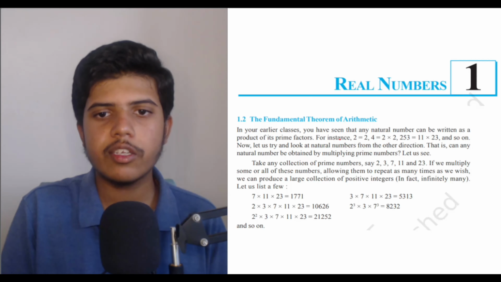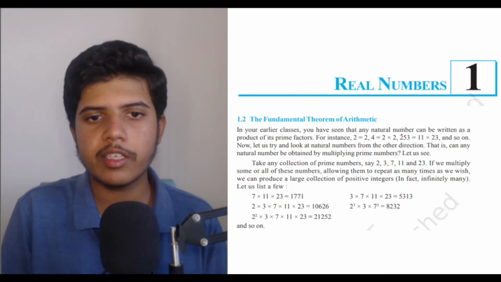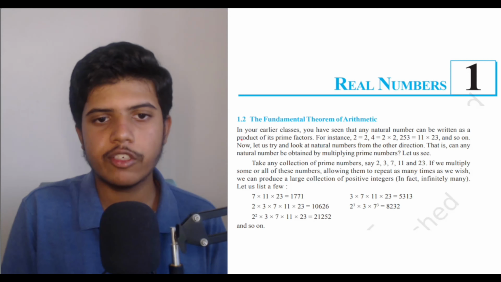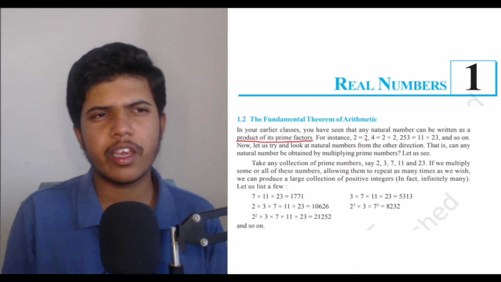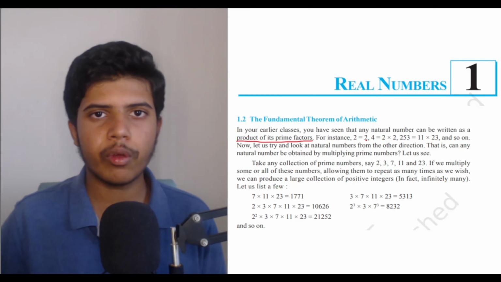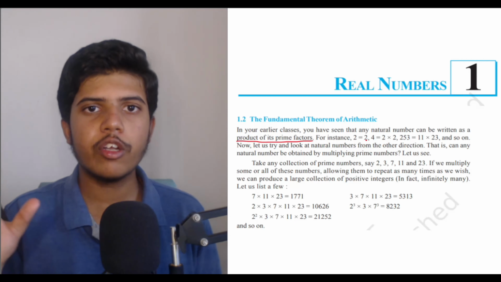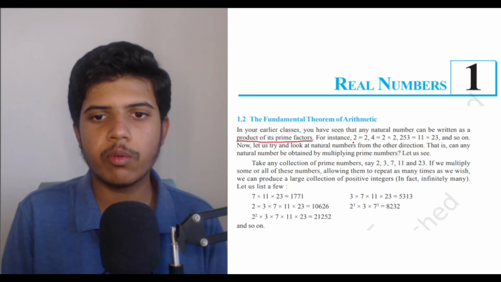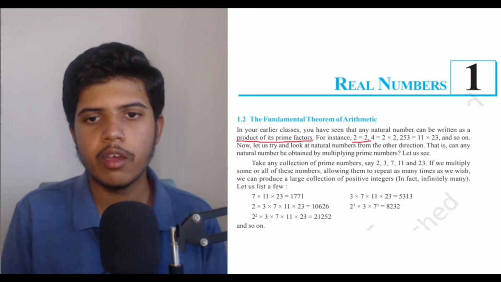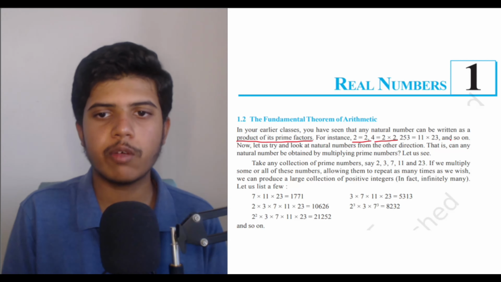In your earlier classes, you have seen that any natural number can be written as a product of its prime factors. For instance, 2 is equal to 2. Why can't we write 2 is equal to 2 into 1? Because 1 is neither prime nor composite. So 2 is equal to 2. That's how it must be written. 4 is equal to 2 into 2. 253 is equal to 11 into 23.